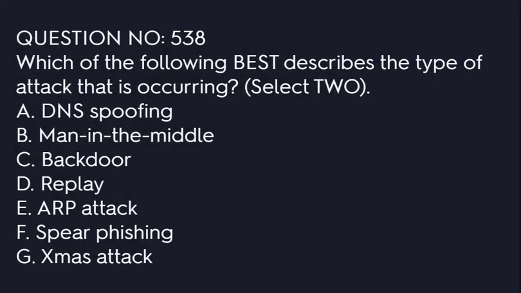Question number 538. Which of the following best describes the type of attack that is occurring? A. DNS spoofing, B. Man in the middle, C. Backdoor, D. Replay, E. ARP attack, F. Spear phishing, G. Christmas attack. E.